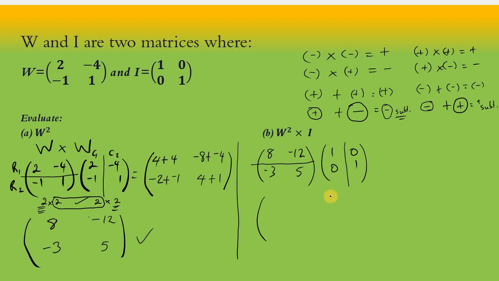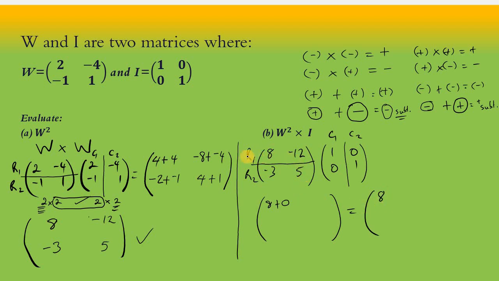Now, let's start. So we are in row 1, then row 2, then we have column 1, column 2. So row 1 times column 1, our answer will be right here in row 1. So 8 times 1 is 8, added to the second by second. In other words, the second of row 1 multiplied by the second of column 1. That's -12 times 0, which is 0. So far, our answer there is going to be 8.